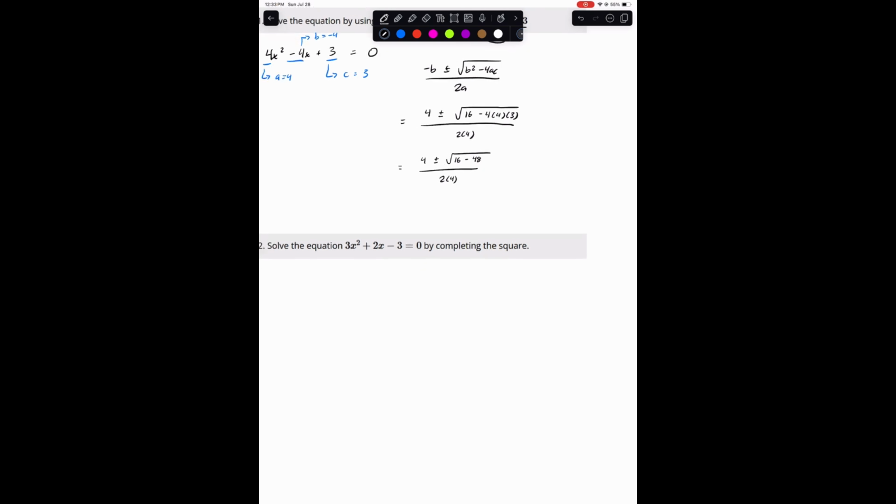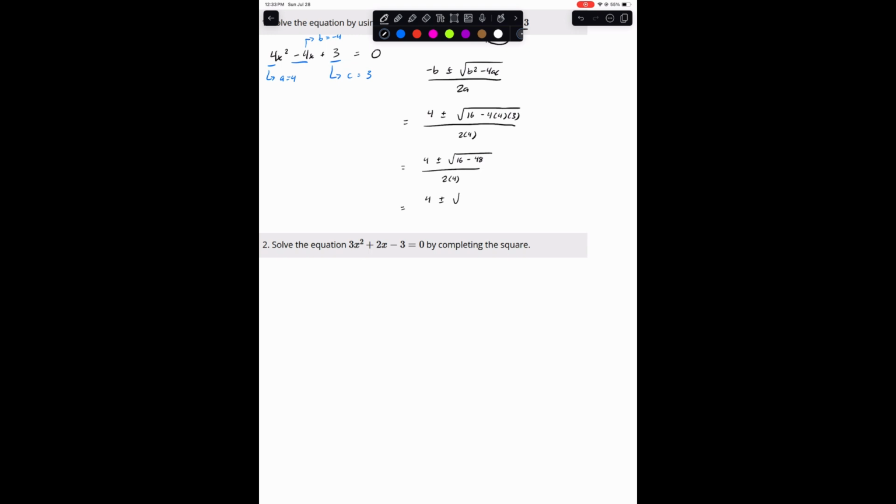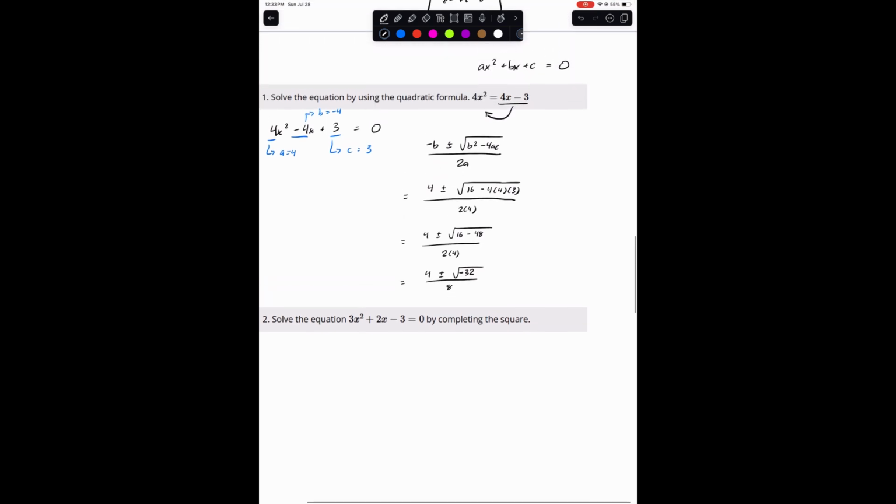Yep. And then we get 4 plus minus the square root of, 32, I want to say. 32, okay. Negative 32 over 8. And this then gives us an error, right? So from here, this is no real solution, because it's the square root of a negative number.